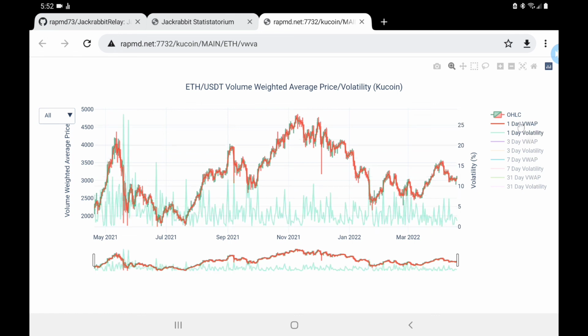As I said, every single aspect of this chart is clickable. So I've tried to really make it present meaningful and useful information.